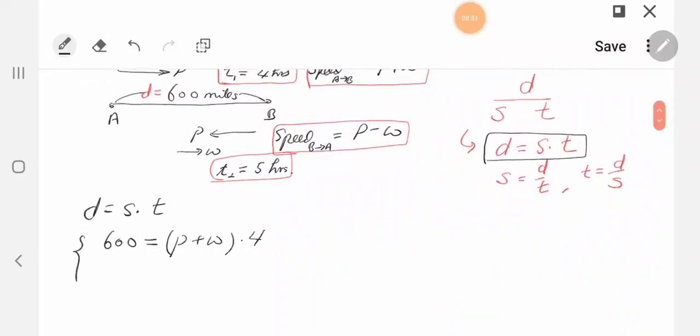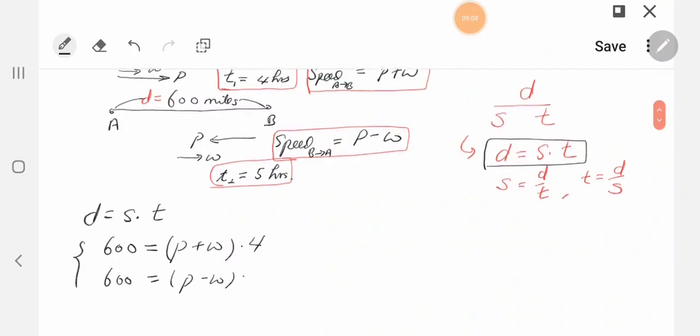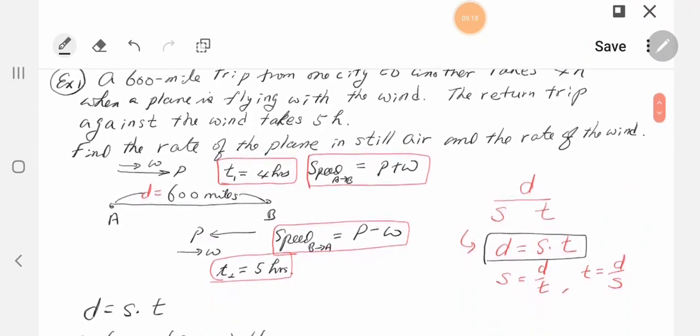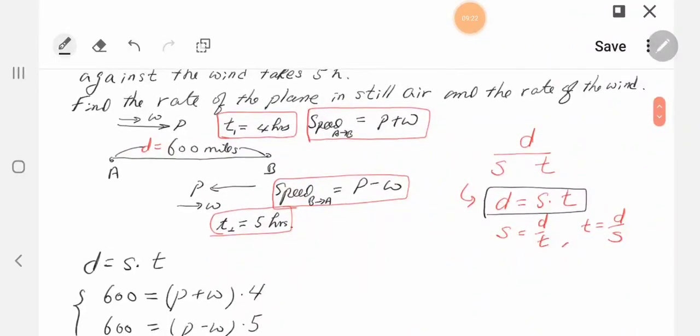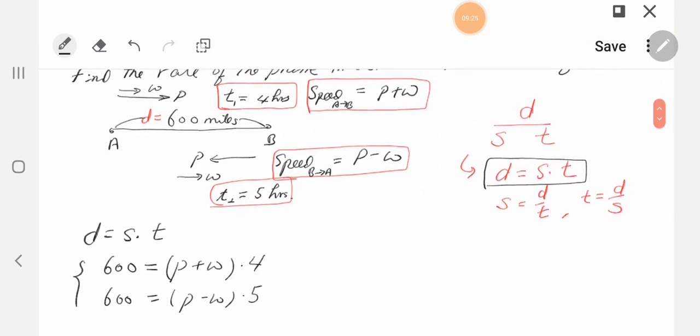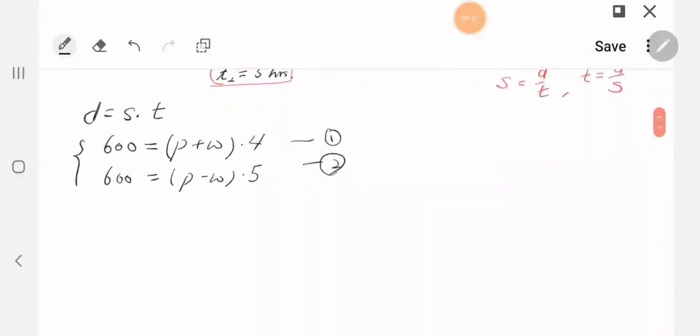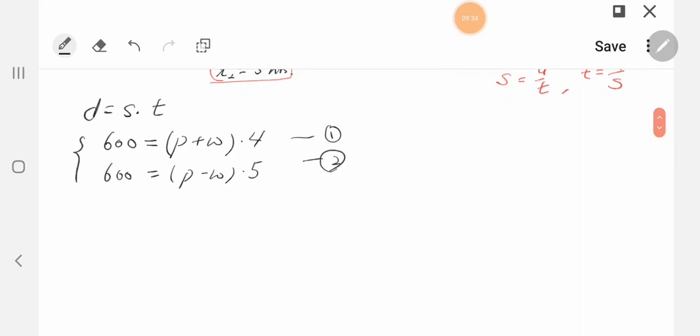And we can have the second equation when you return. When you return, the total distance is 600 miles, the same distance. Then what is the total speed? You are going against the wind, so P minus W will be the actual speed. How many hours did it take? 5 hours. Right? So we have two equations, using the information above and the distance formula, distance is equal to speed times time. All right, then let's find P and W.